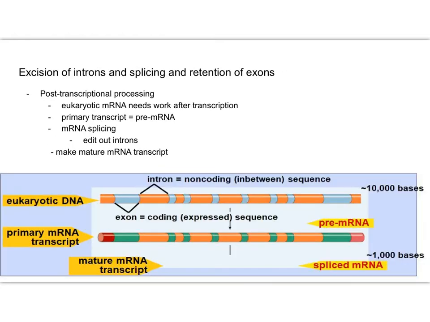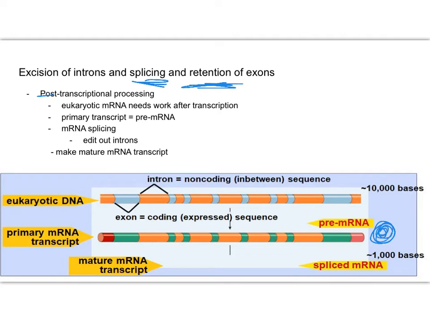So this is called post-transcriptional processing: the splicing, the removal of the introns and the retention of the exons. The splicing is the cutting and the removal there. The retention is the holding on to the exons. So after transcription, the first thing that I make is what's called my pre-RNA.